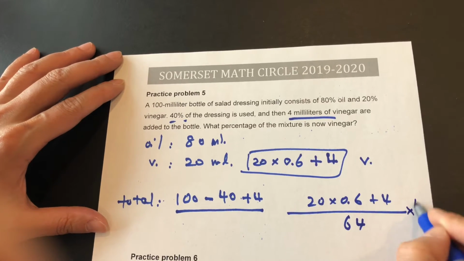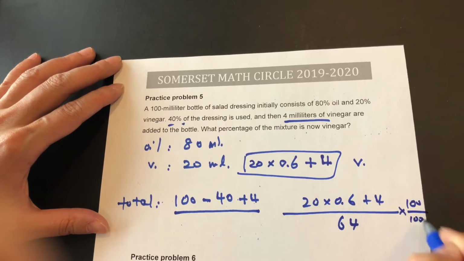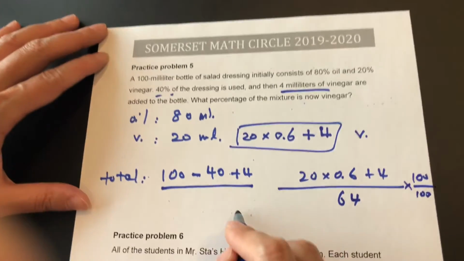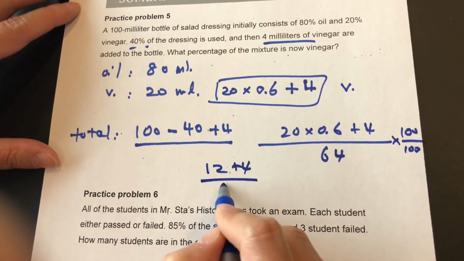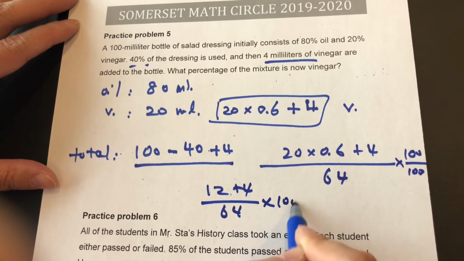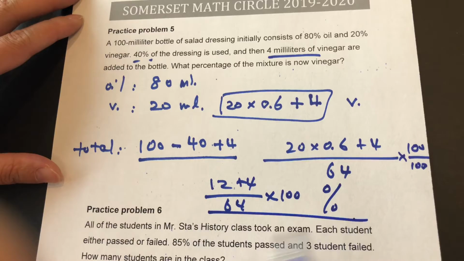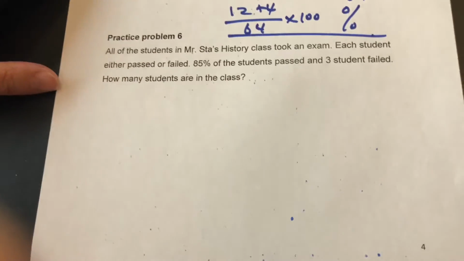So again, you multiply 100 divided by 100. What you left over is 12 plus 4, 64, multiply 100%. That's the final answer. Problem 6.